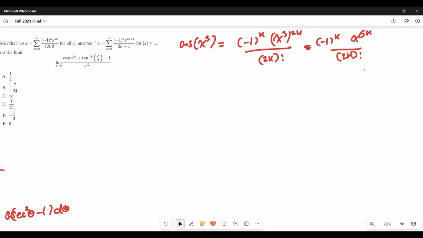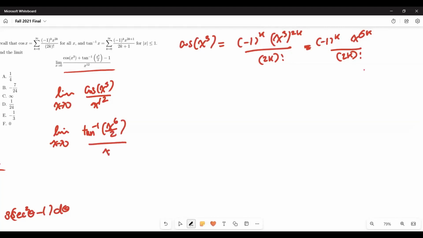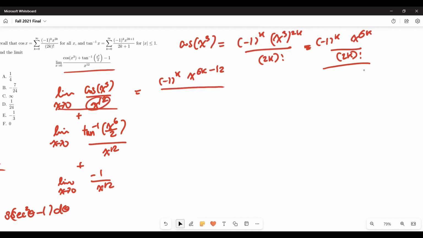Okay, and then you divide it by x to the 12, because I'm going to write this as independent, like three groups, instead of adding all of them. So the limit as x goes to 0 of cosine of x cubed over x to the 12, and then the limit as x goes to 0 of tangent inverse of x to the 6 over 2 over x to the 12, plus the limit as x goes to 0 of negative 1 over x to the 12. So this is that, and divided by x to the 12, so this actually becomes negative 1 to the k, x to the 6k minus 12, over 2k factorial.